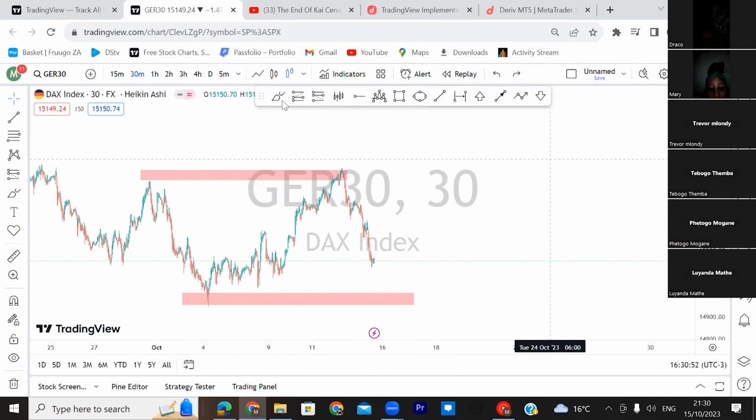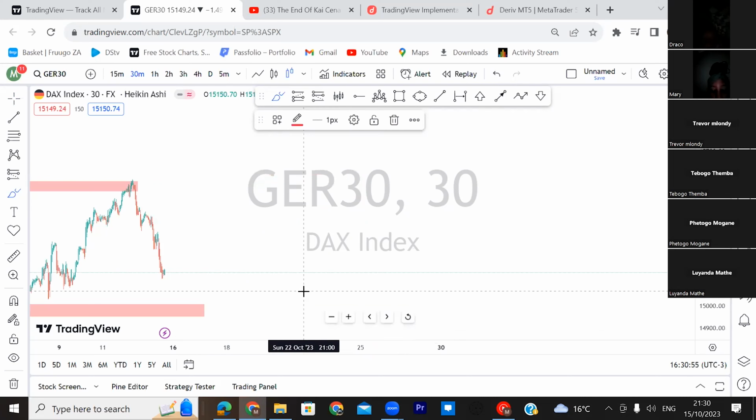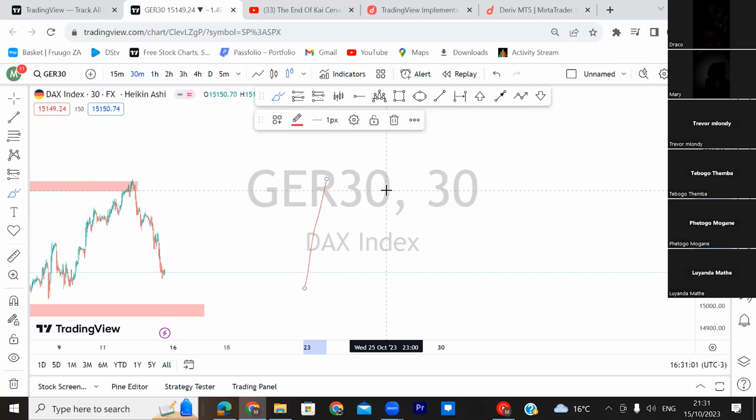And you should know that the market moves in two phases, whether it's an impulsive phase. So an impulsive phase is when the market has a distinct direction.